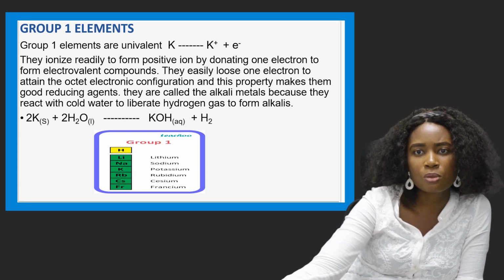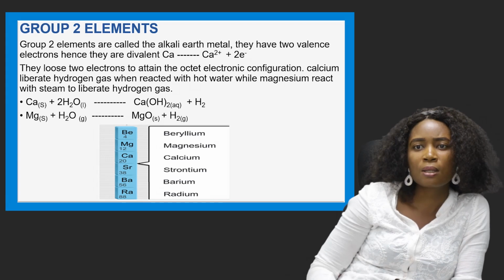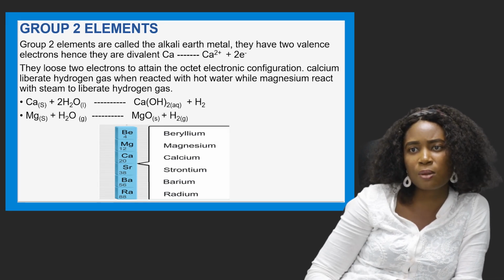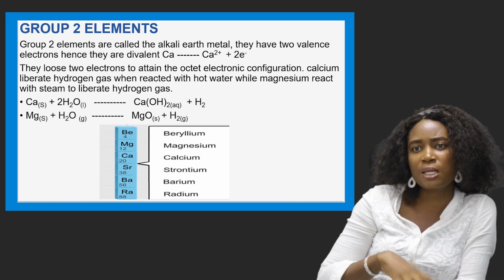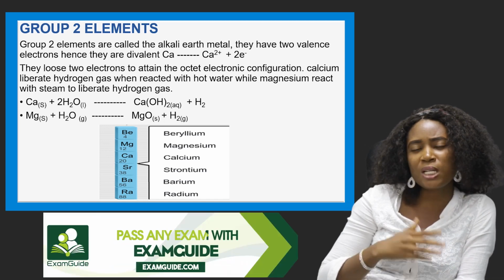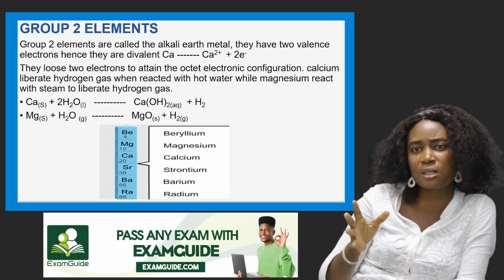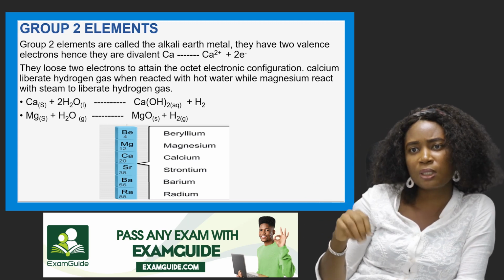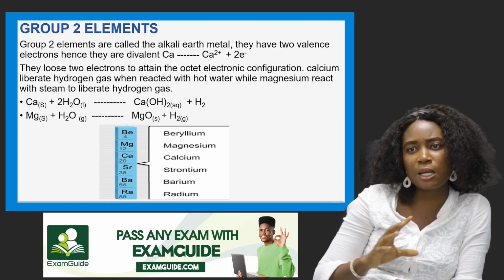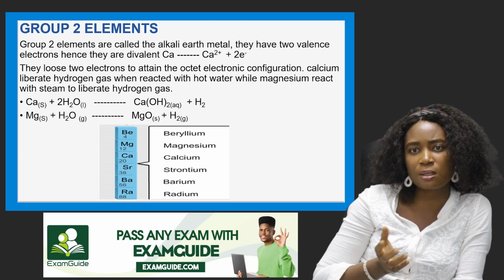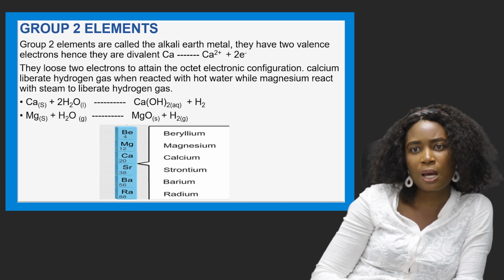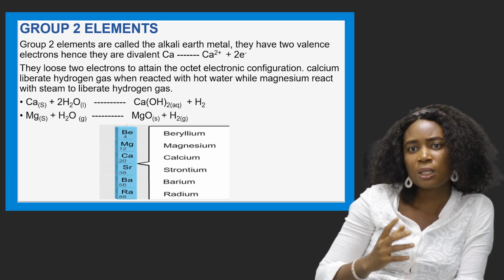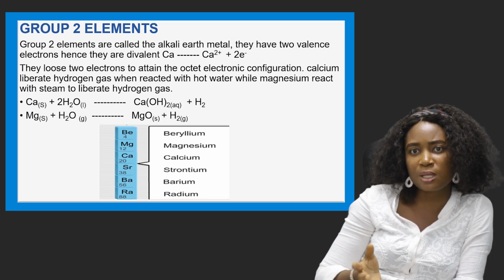Now group 2. Group 2 elements are called the alkaline earth metals, and they have 2 valence electrons in their outermost shell. In essence, we can say that they are divalent. So when they give up these 2 electrons that they have in the outermost shell, they are able to attain the electronic configuration of the noble gases. Group 2 elements are also metals, and they show the characteristics of metals.